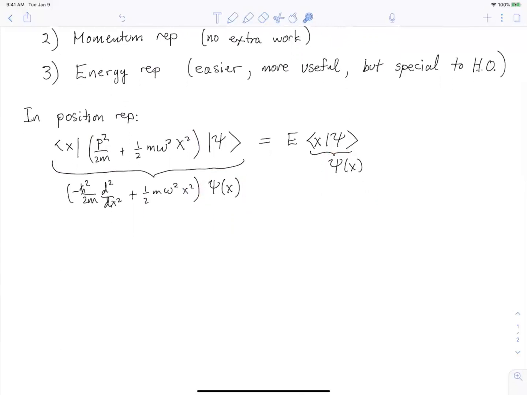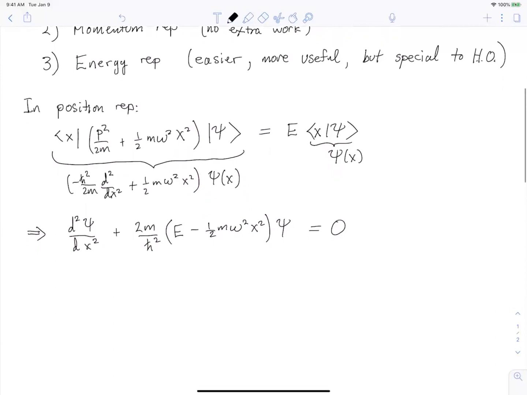And so we can rewrite this slightly by just dividing through by minus h bar squared over 2m, just to make it a second order differential equation with the coefficient of 1 in front of the second derivative. And so what's left here is 2m over h bar squared. We're also going to move the E to the other side of the equation. And so it's E minus 1/2 m omega squared x squared times psi, that equals 0. So that's the differential equation we want to solve.